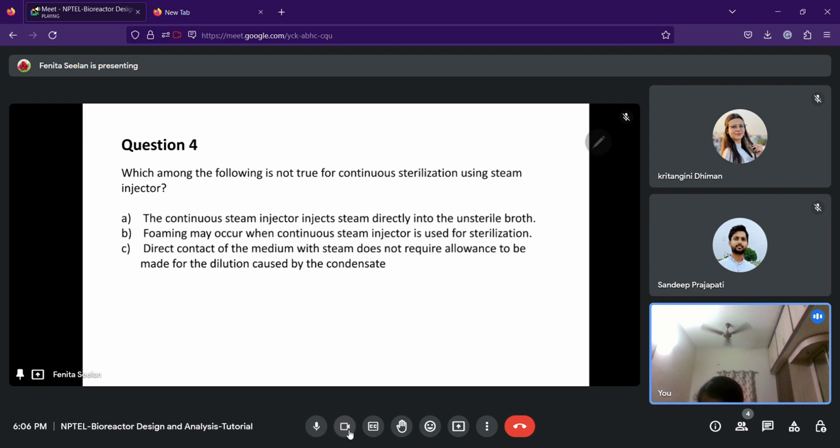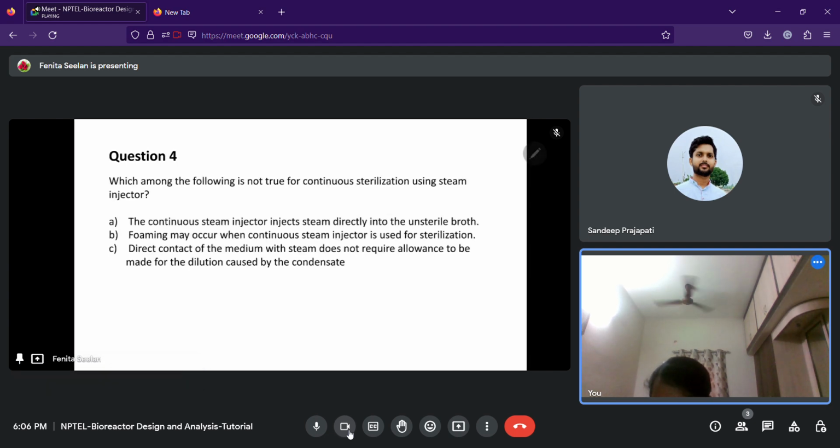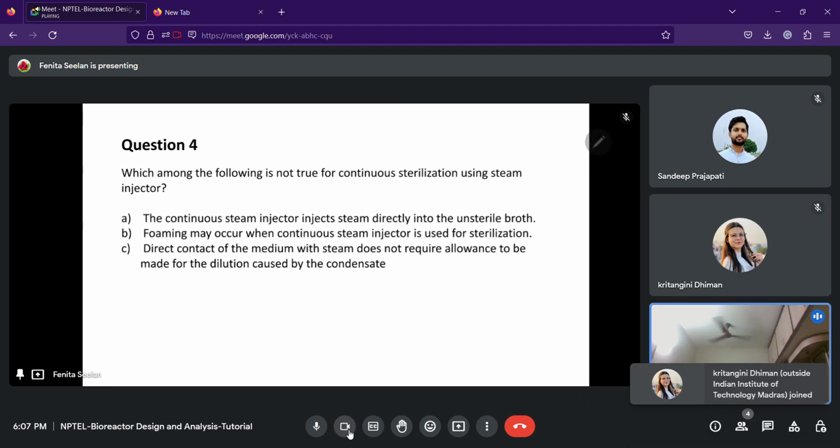So, which among the following is not true for continuous sterilization using steam injector? Option A is the continuous steam injector injects steam directly into the unsterile broth. Option B is foaming may occur when continuous steam injector is used for sterilization. And option C is direct contact of the medium with steam does not require elements to be made for the dilution caused by the condensate. So, what would be the answer?